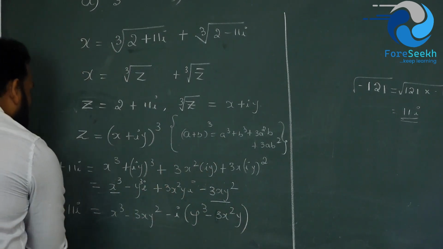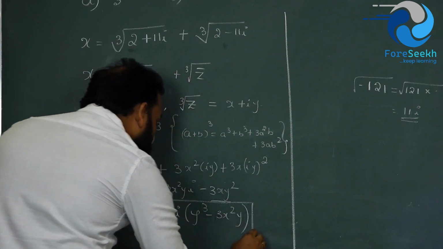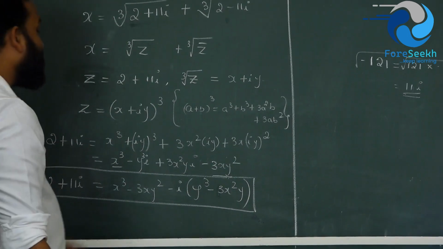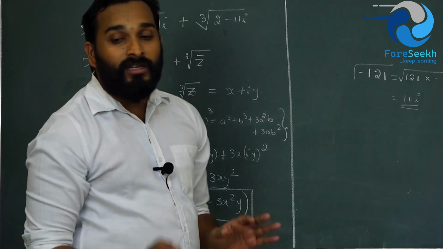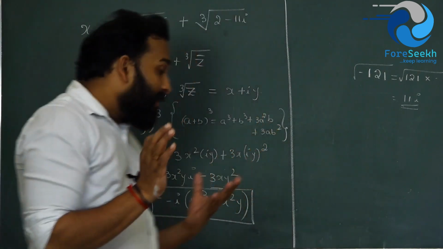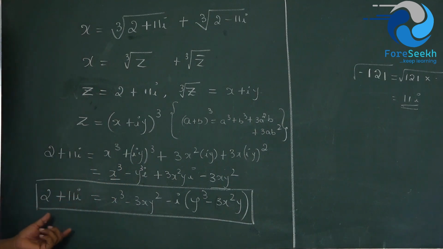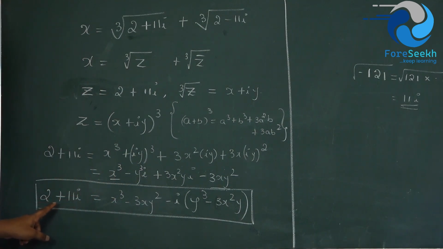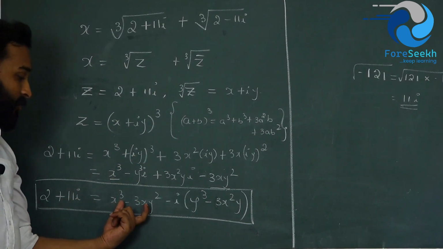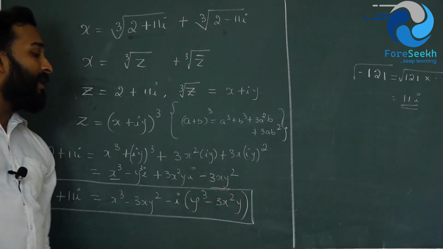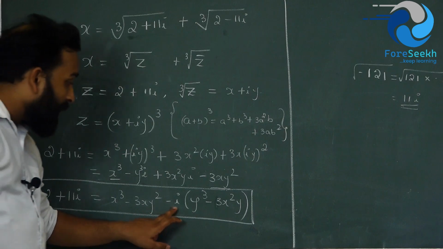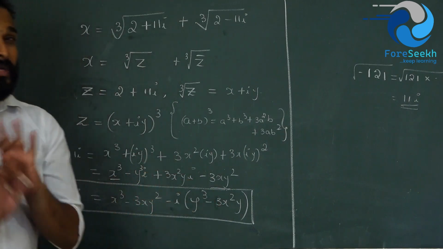We got 2 plus 11i equal to x cube minus 3xy square minus i into y cube minus 3x square y. Is it clear, students? Did you understand till here? If you notice, my complex number is now equated to x cube minus 3xy square minus i into y cube minus 3x square y. If you make it plus, this will become minus, this will become plus. Only that is a change.